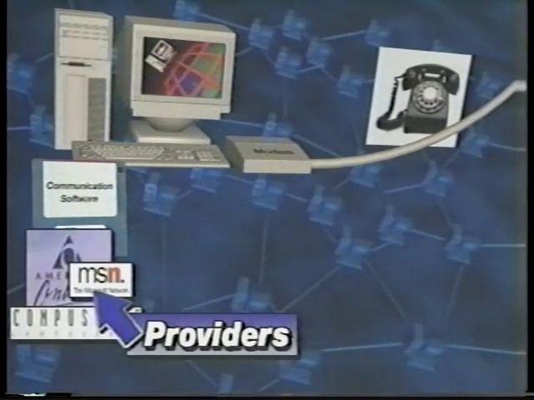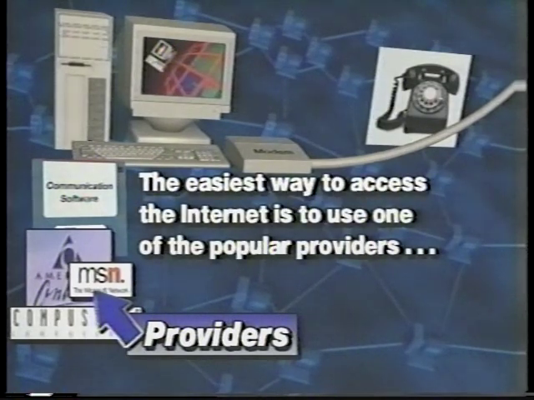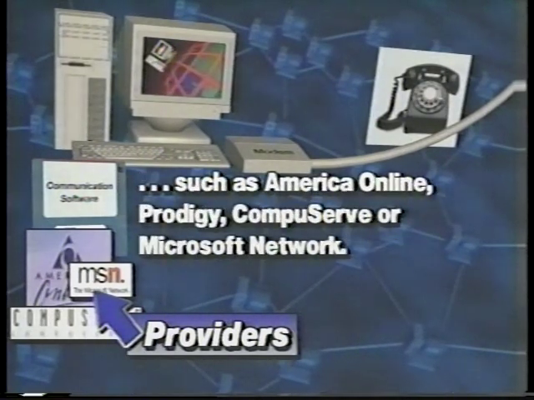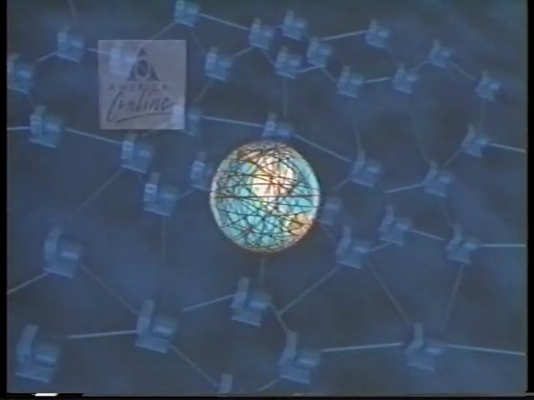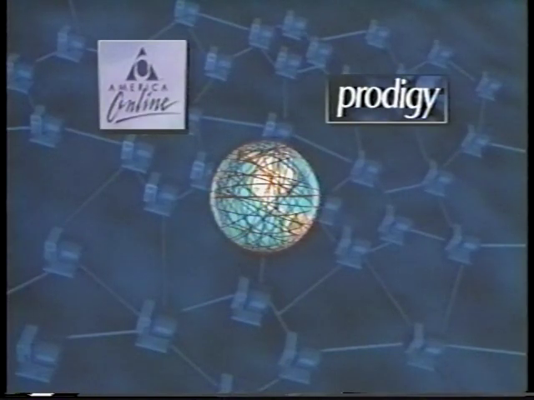There are several ways to access the internet, and the easiest is to use one of the most popular providers such as AOL, Prodigy, CompuServe, or Microsoft Network. These programs are geared to provide very user-friendly point-and-click systems for you to access the internet, as well as many other areas of interest in that particular program. You may want to do some research into what they have to offer to suit your needs.